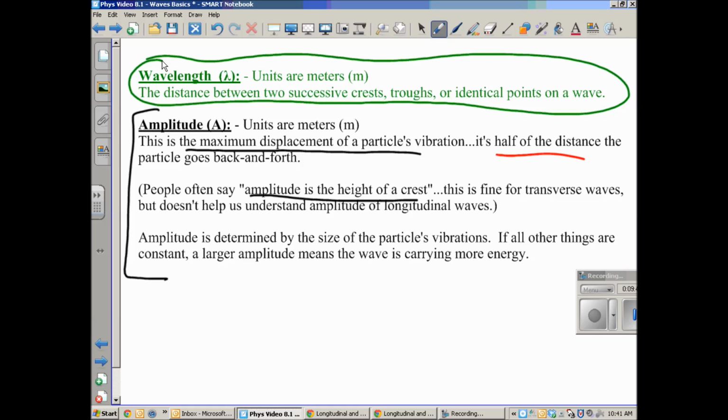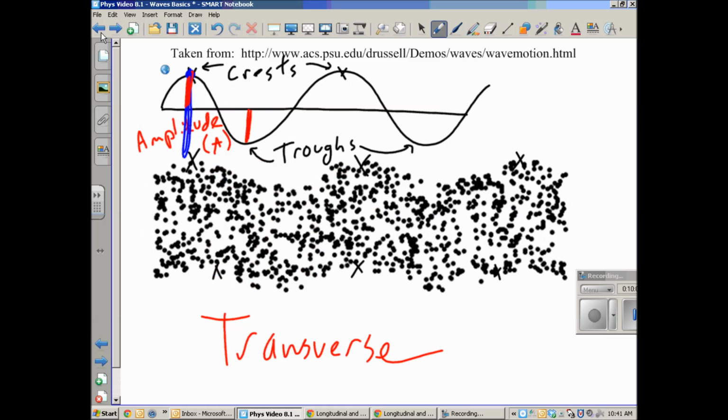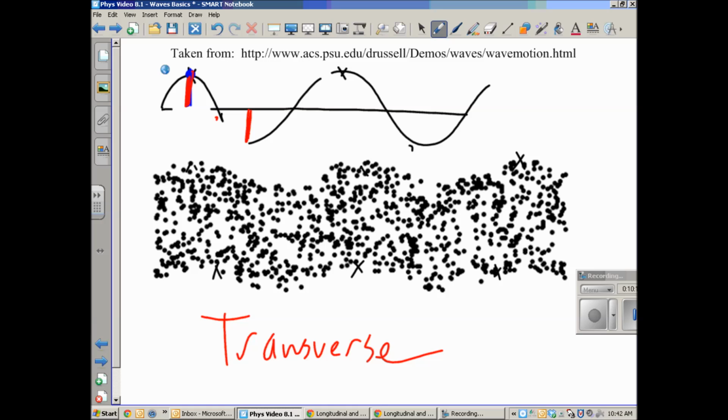Wavelength is defined as the distance between two successive crests or troughs or identical points on a wave. If it's a longitudinal wave, then it would be the distance between two successive compressions or rarefactions. So let me clear this up a little bit. Our wavelength, drawn in green here, would be the distance between two crests, the distance between two troughs, or the distance between any two identical points.